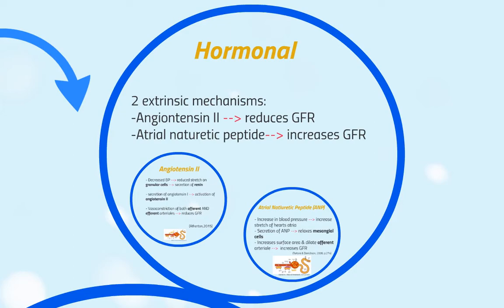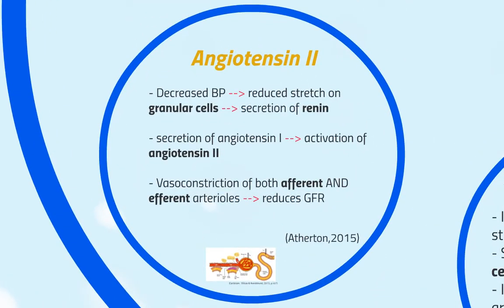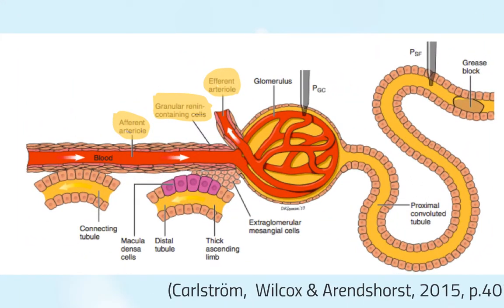Hormonal regulation involves two extrinsic mechanisms, angiotensin II and atrial natriuretic peptide. Angiotensin II responds to reduced blood pressure, as this reduces the stretch of granular cells surrounding the arterioles, and this causes the secretion of renin. The secretion of renin activates angiotensin II, which constricts the lumen of both the afferent and efferent arterioles, causing an overall reduced blood flow and reduced GFR. Here you can see the granular renin-containing cells.